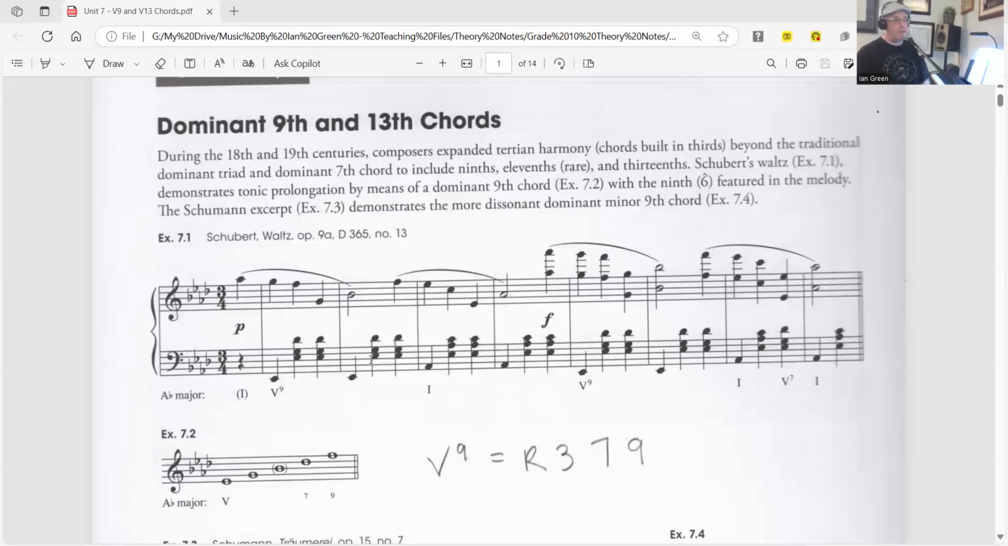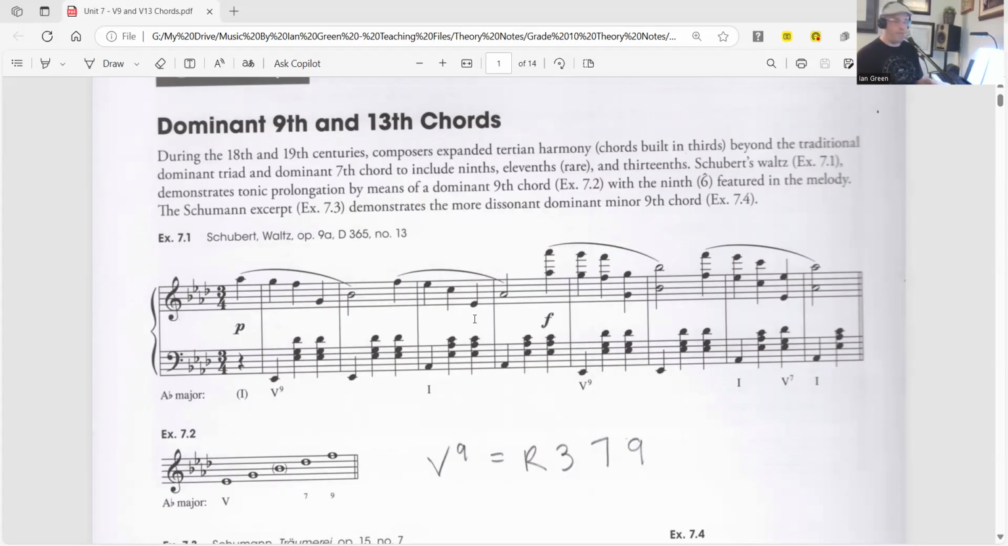Now, today we're going to be looking at Unit 7 of the Level 10 Harmony course as taught through the Royal Conservatory of Music. And we're going to be looking at Part 1, where we are going to be spelling the dominant 9th and dominant 13th chords. Now, as we know, in the different scales, major or minor, the dominant triad is always going to be starting on the 5th note of the scale.